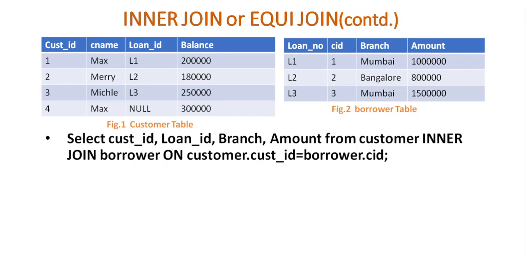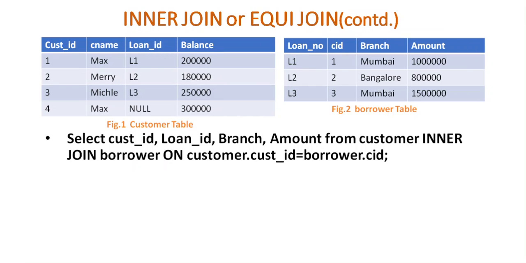So here we have common attribute cust ID and CID. By using that common attribute name, we are comparing the values from both the tables and we are performing inner join. Now what is the meaning of this query? The meaning is that we are displaying customer ID, loan ID, which are the attributes of customer table, and branch and amount, which are the attributes of borrower table, and we are performing inner join on those two tables by using common attribute customer ID.